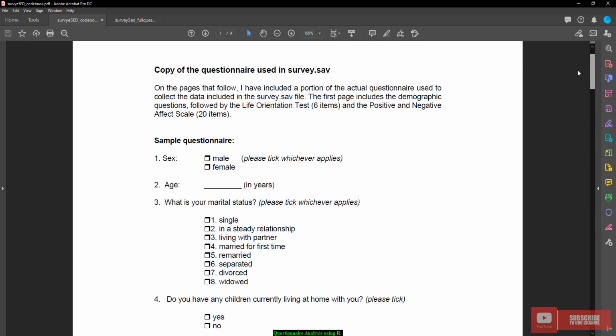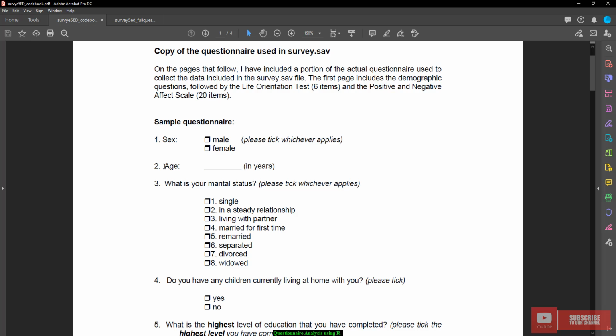And then if you look at the second question, we have age, right? Age is left open-ended. Open-ended means the respondent will fill in their own age. So what do you expect in the data set? We are expecting some range of ages, either 28, 34, 45, 55, 67, right? So this is numerical data. The third question is marital status. So we are expecting responses in the data set to be 1, 2, 3, 4, 5, 6, 7, 8.